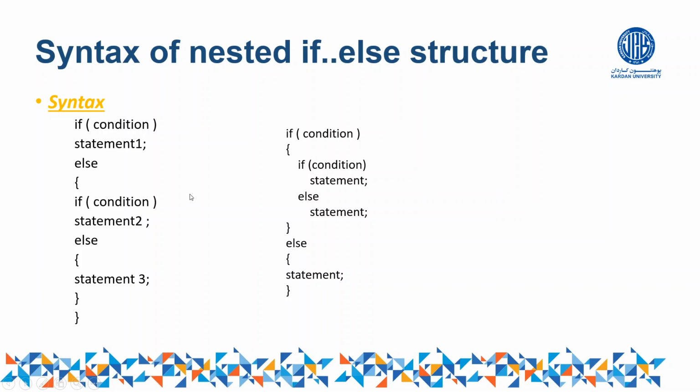There is another way of writing the same nested if else. If this condition is true, control will transfer and will check this condition. If this condition is true, this statement will be executed. Otherwise, if the inner condition is false, the control will transfer to the else part of the inner if, and this statement will be executed. This is called the outer if and this is called the outer else, while this is called the inner if and this is called the inner else.